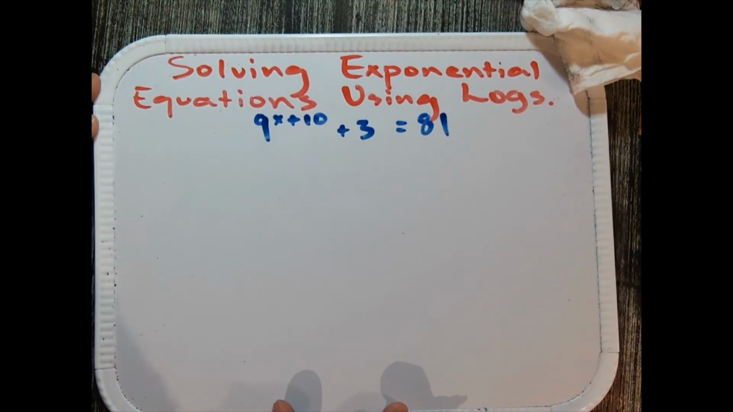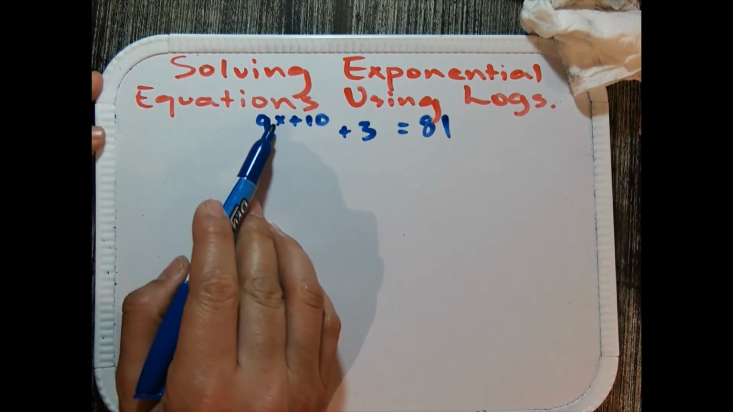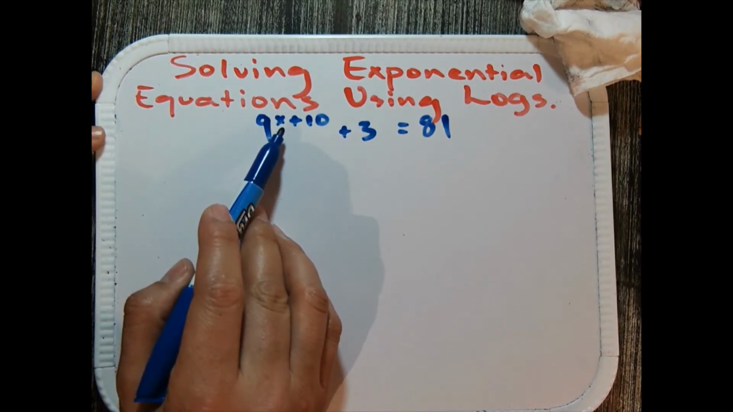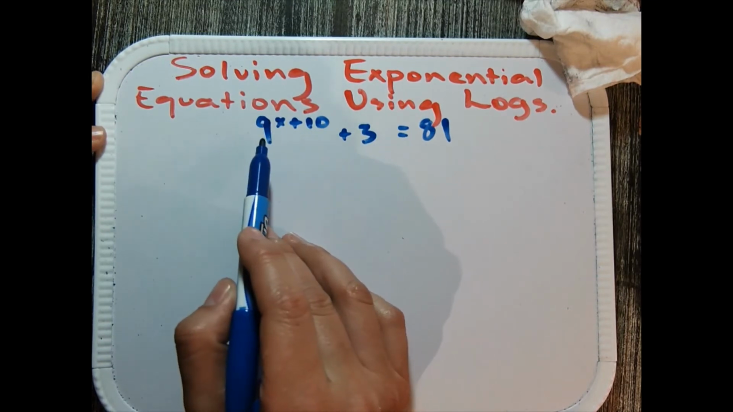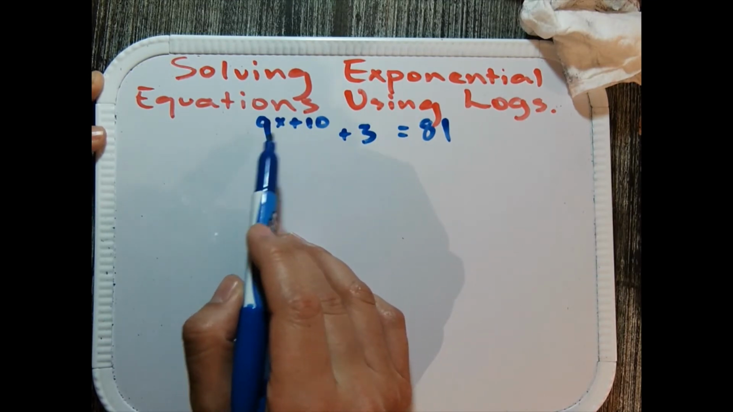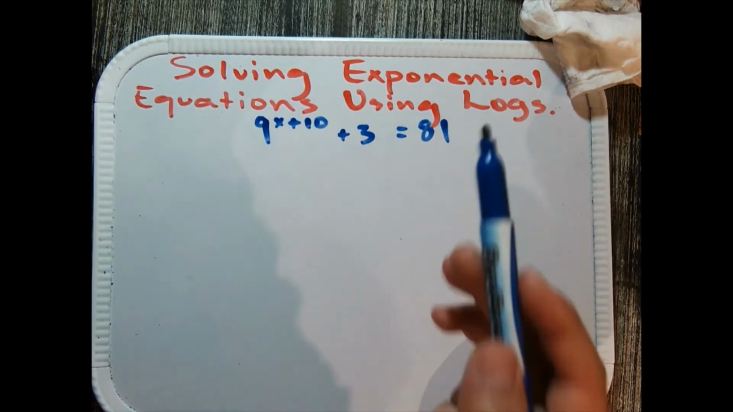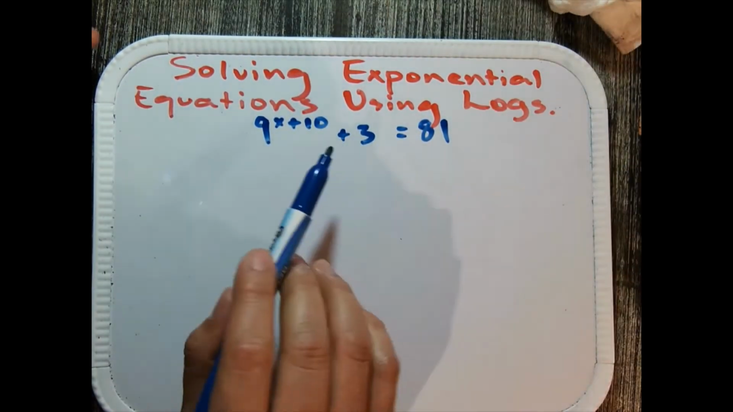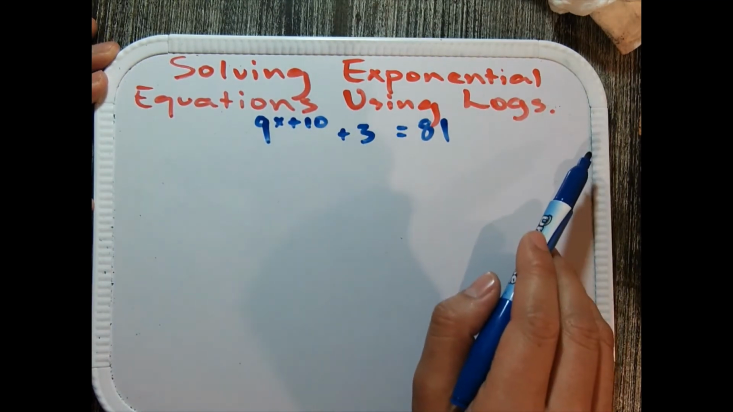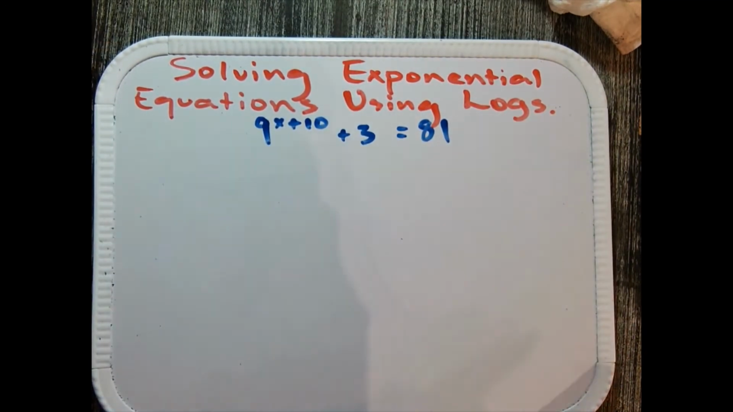All right, so again, what I'm doing is solving for x, so I want to get x by itself. Therefore, I have to get rid of this positive 3, then I have to get rid of that 9, and then I can get rid of that positive 10, in that order. And we're not really getting rid of those numbers. We're just moving those numbers to the other side of the equation so that we can get what x is equal to.